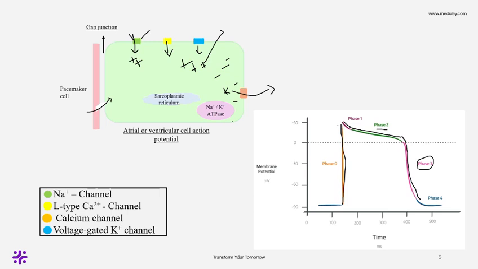Now let's move to the pathophysiology. So tell me, what is arrhythmia? Arrhythmia is the condition where there is an irregular or abnormal heartbeat, and it is divided into bradyarrhythmia, supraventricular tachyarrhythmia, and ventricular tachyarrhythmia.